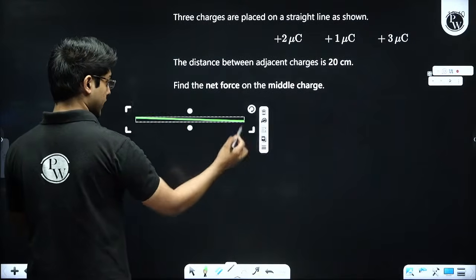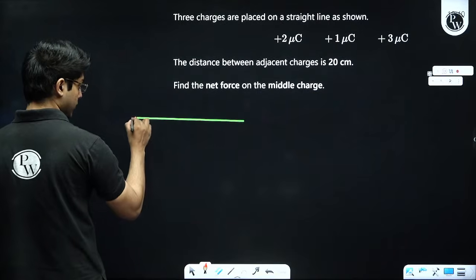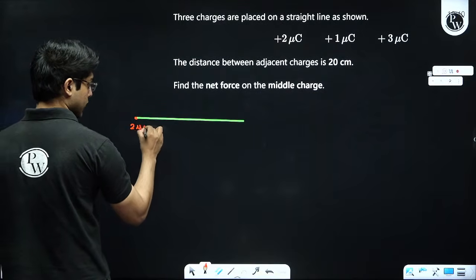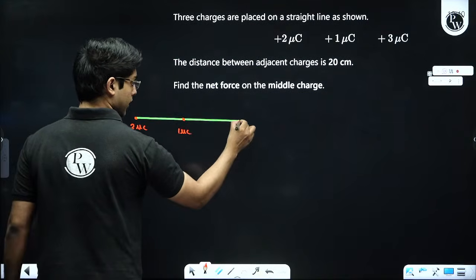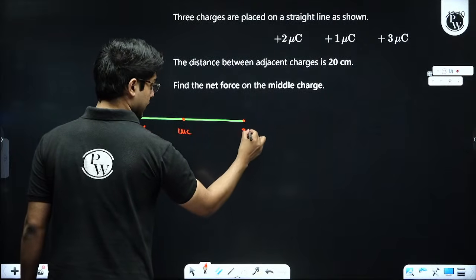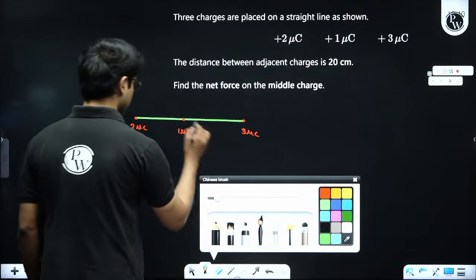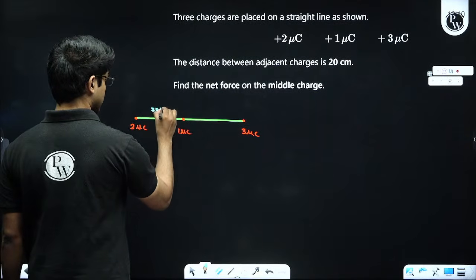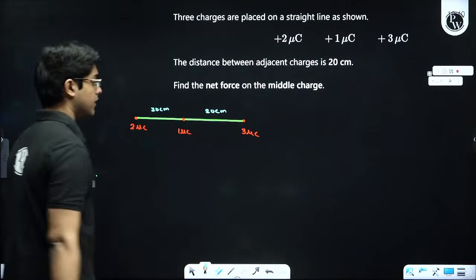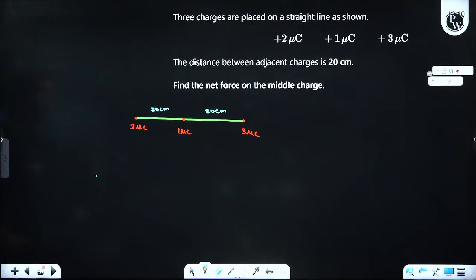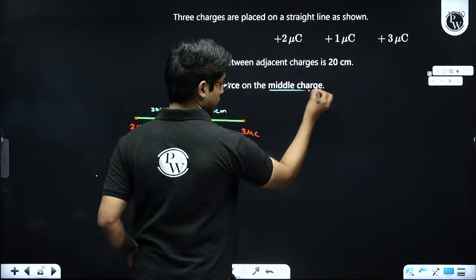So we have a straight line, and on this straight line we have a 2 microcoulomb charge here, a 1 microcoulomb in the middle, and a 3 microcoulomb at the right end. The distance between these two is 20 centimeters, and the distance between these two is also 20 centimeters. The question is asking us to find the net force on the middle charge.